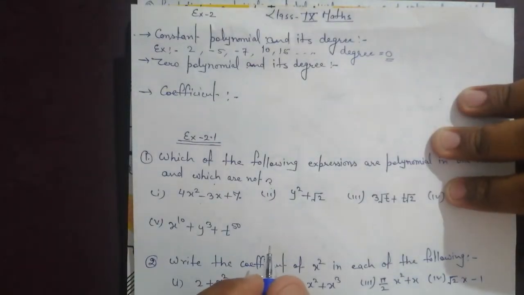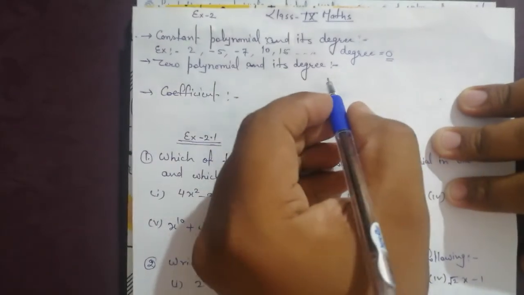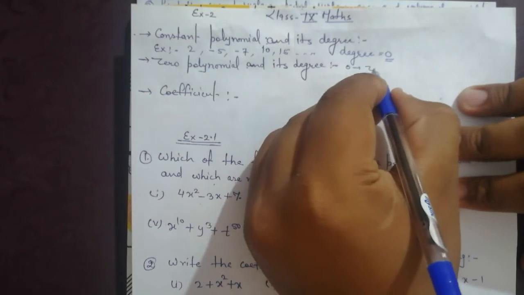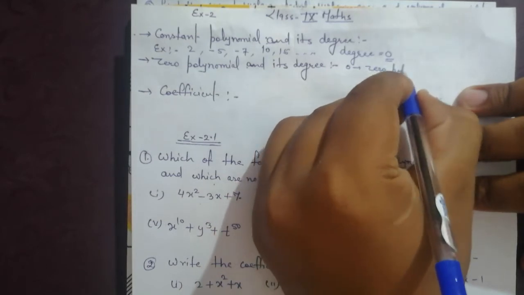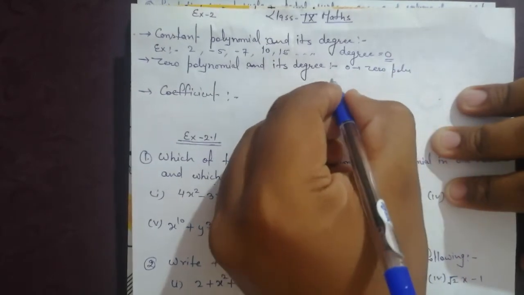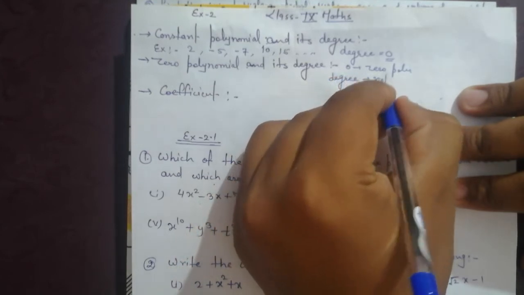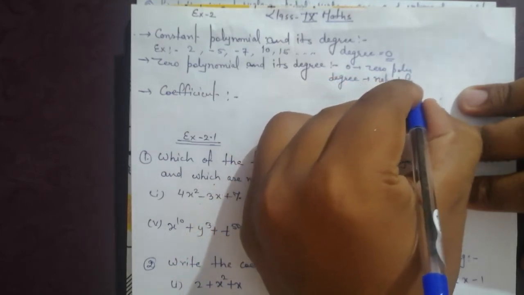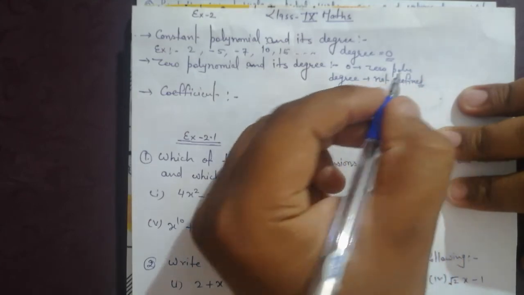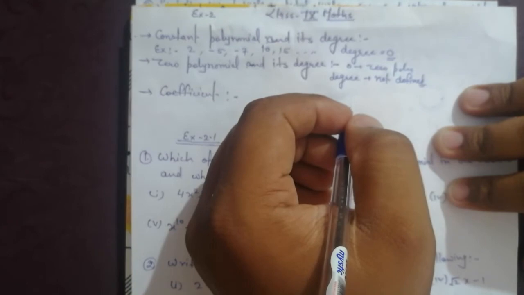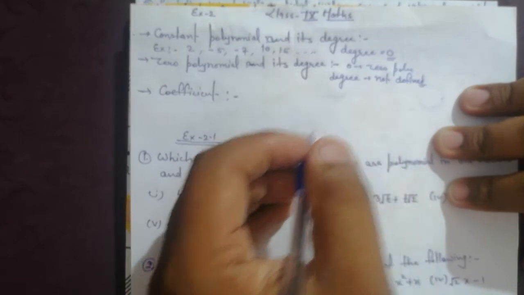Next is the zero polynomial. The polynomial 0 is known as the zero polynomial and its degree is not defined. Degree of a zero polynomial is not defined.